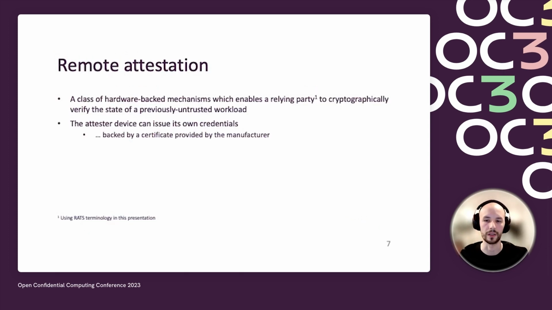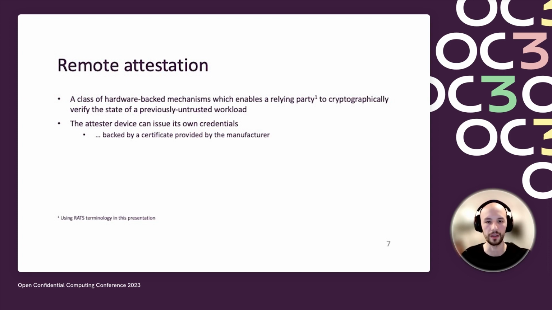So what is remote attestation and how can it help us? Remote attestation is a class of hardware-backed mechanisms and the associated protocols, which enable a relying party to have some cryptographically verifiable proof about the state of a previously untrusted workload. So the relying party can then check, for example, what software booted on the platform, what operating system is running, perhaps even what applications are currently running, and also what identity keys the workloads running on the platform have, and how they're protected.